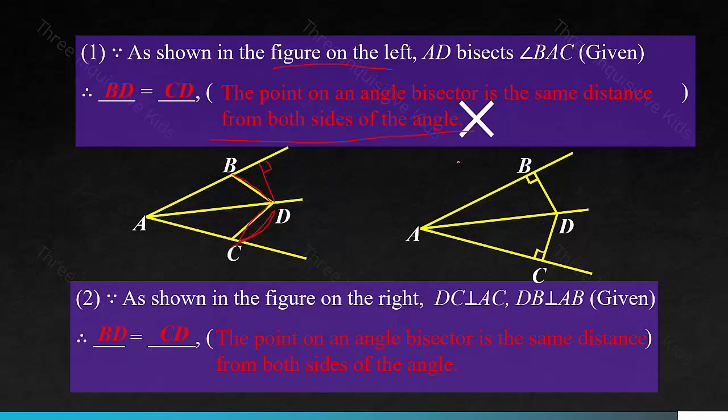For the second problem, they're also trying to use what we just learned, and they're saying that BD equals CD. But they are also wrong, because they are missing one of the 3 requirements. They never said that AD bisects angle BAC.